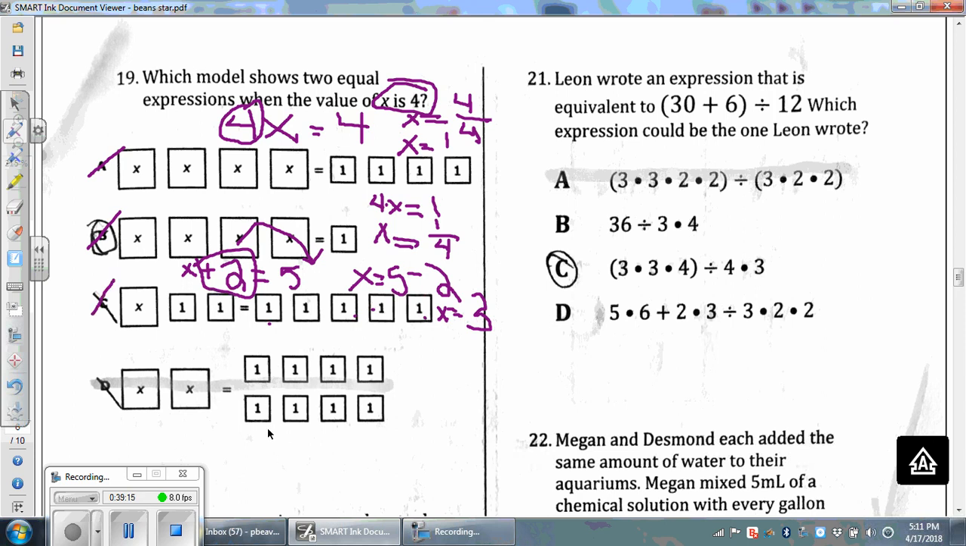Now let's look at the last one, option D. It says 2x is equal to 8. And so right there, to solve for x, we're going to have x is equal to 8 divided by 2. So we have that x is equal to 4. And so that one right there is the correct answer.